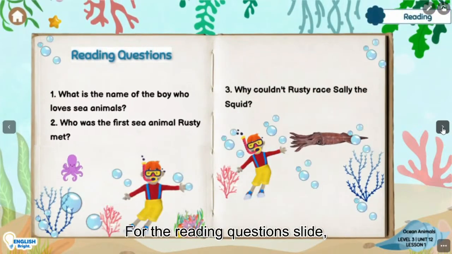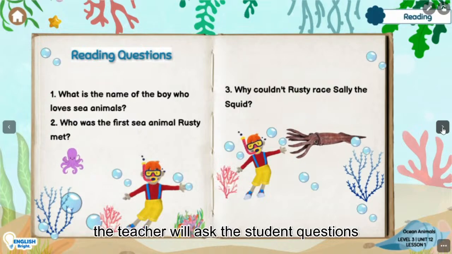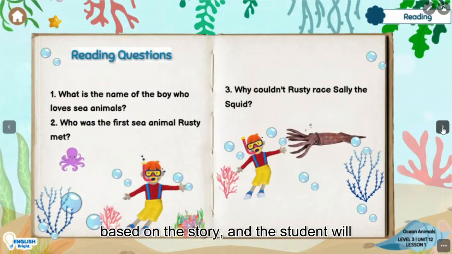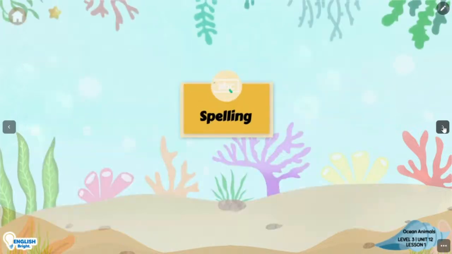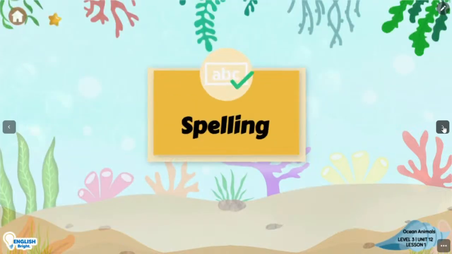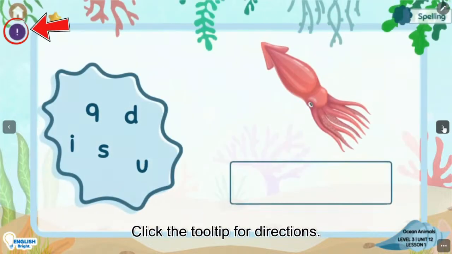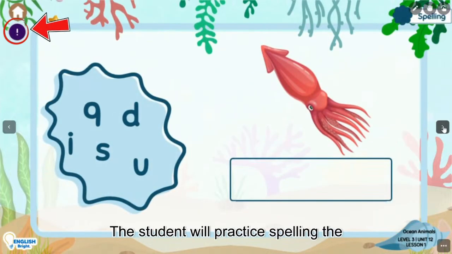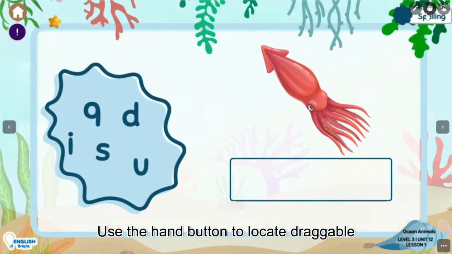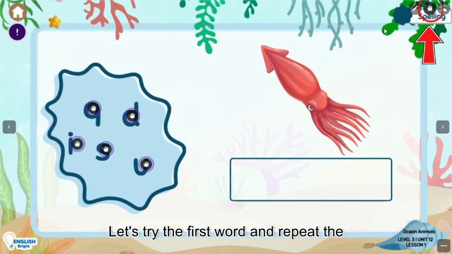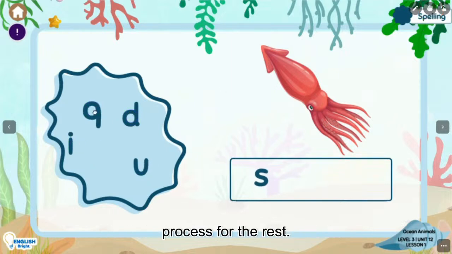For the reading question slide, the teacher will ask the student questions based on the story, and the student will respond. Next is the spelling slide. Click the tooltip for directions. The student will practice spelling the words from the lesson by dragging letters to complete each word. Use the hand button to locate draggable letters. Let's try the first word and repeat the process for the rest.